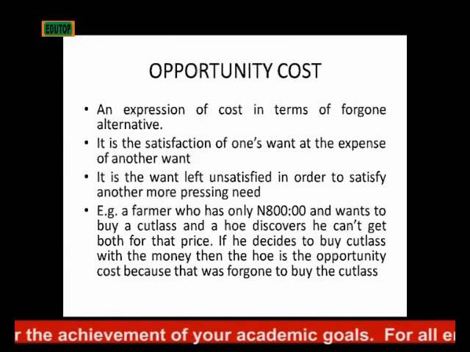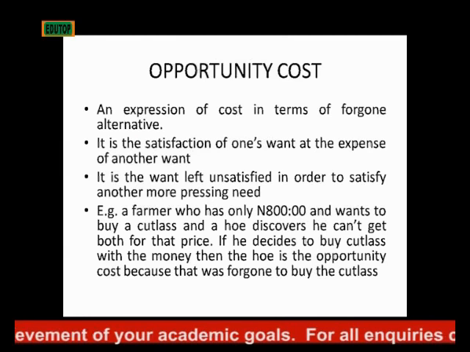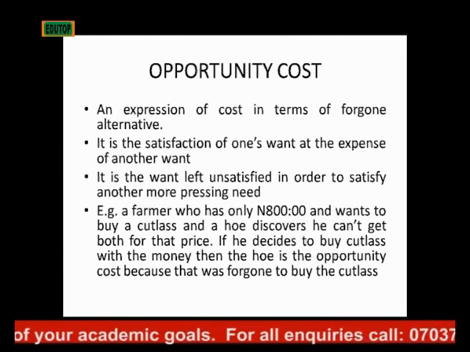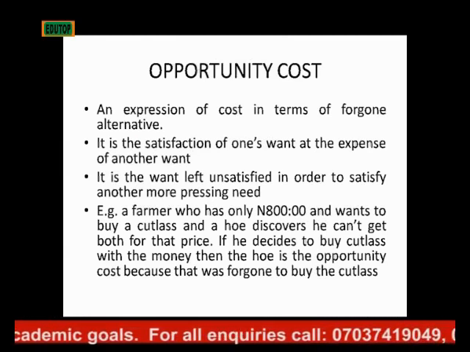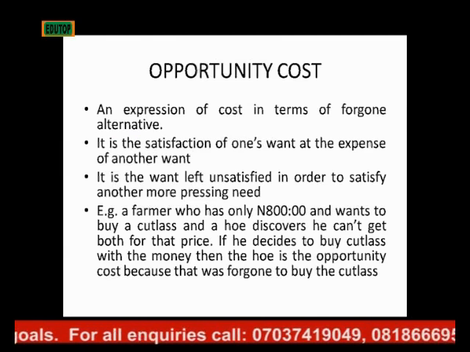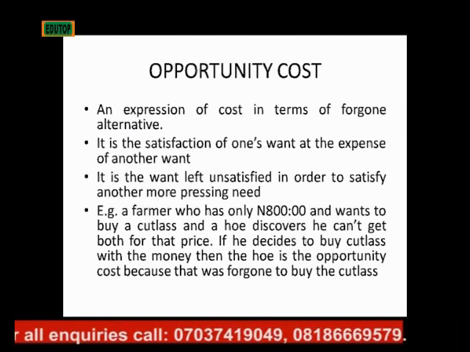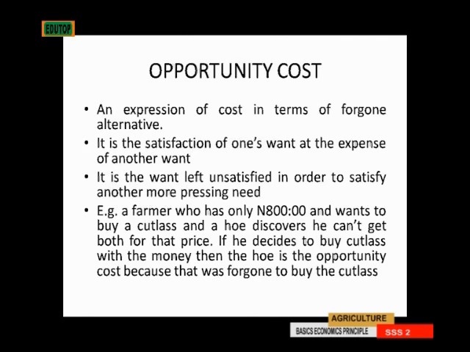For example, a farmer who has only 800 naira and wants to buy a cutlass and a hoe discovers that he can't get both cutlass and hoe for 800 naira. If he decides to buy a cutlass with the money, then hoe is the opportunity cost, because he didn't buy that hoe. That is the foregone opportunity, because he has to forget buying the hoe so that he can buy the cutlass. What importance does opportunity cost have?